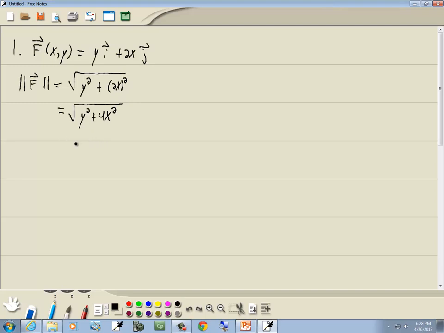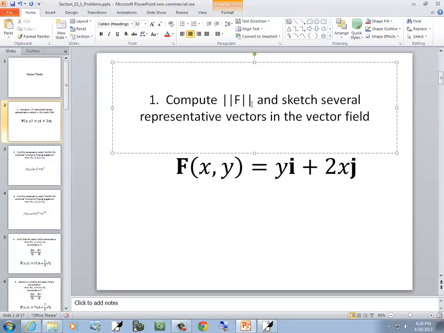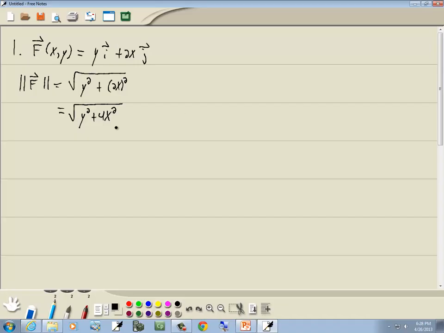Now there's different ways you can sketch several representative vectors in the vector field. You could set this equal to c, and then you could get rid of the square root if you wanted to by squaring both sides. And then you could try plugging in different values for c. Plug in 2, 3, 4, and so forth.